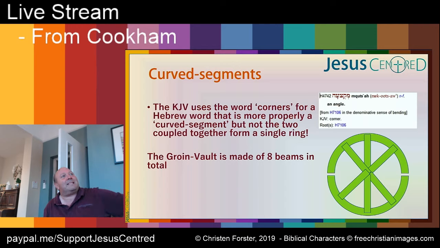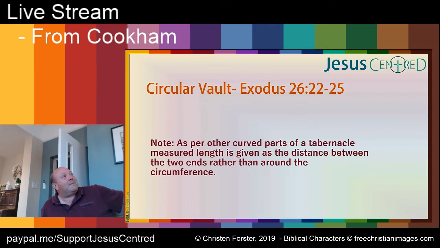So in terms of pieces, this is what we're aiming for. We've got the two curved segments, 2 semicircles, which makes sense in this kind of context. There is a degree to which the shape that's beginning to emerge is shaping the way we're seeing and understanding this. But what I'm showing is, once you put the words against the visuals, it does make sense. So it's made up of 8 beams. As per other curved parts of the tabernacle, measured length is given as the distance between the ends rather than around the circumference. We find that regularly.